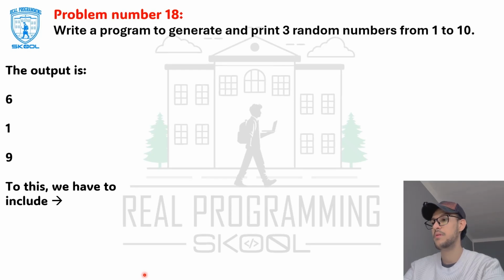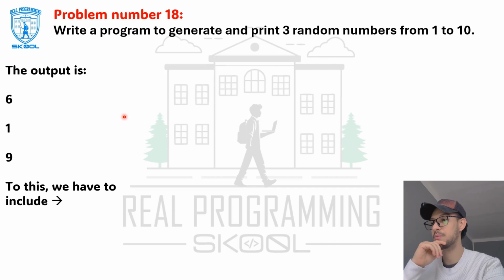Today we're going to have problem number 18. It's about writing a program to generate and print 3 random numbers from 1 to 10. Once we run the program that we build to generate and print 3 random numbers for us from 1 to 10, the output should be 619.